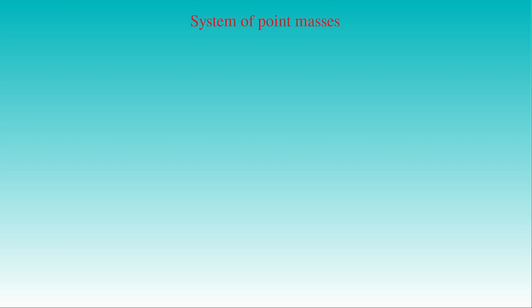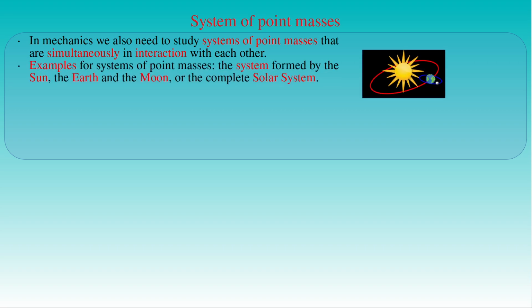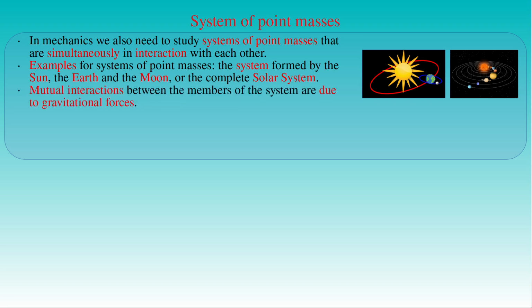In many problems related to mechanics, we cannot restrict our attention to the analysis of the motion of a single point mass, but we need to study the motion of a system of point masses or bodies approximated by point masses that are simultaneously in interaction with each other. We can consider the system formed by the Sun, the Earth and the Moon or the Solar System itself as a system of point masses apart from the rotation of the Sun and the planets about their axes. In both cases there are mutual interactions between all the members of the system due to gravitational forces.